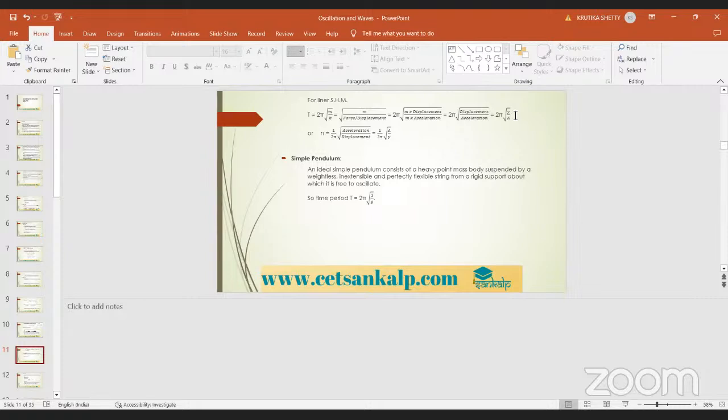Okay, the last concept, that is simple pendulum and the spring constant. So what is a pendulum here? Simple pendulum is nothing but an ideal simple pendulum consisting of a heavy point mass body suspended by a weightless, inextensible and perfectly flexible string from a rigid support about which it is free to oscillate.